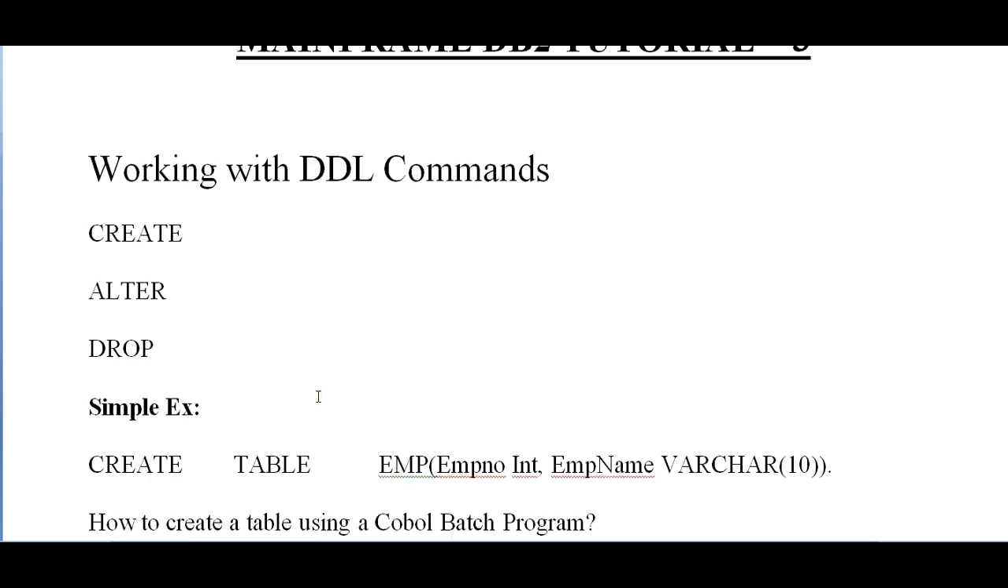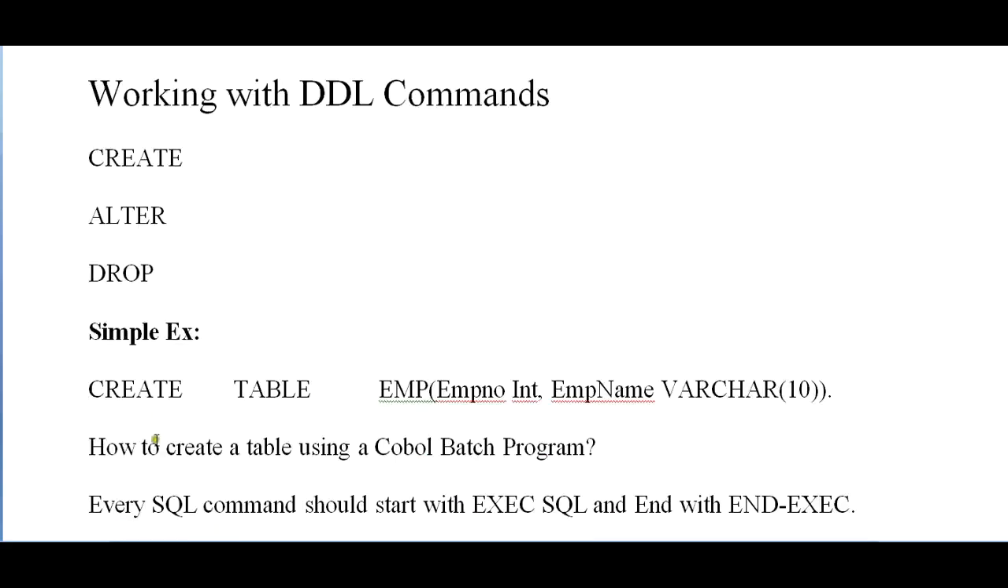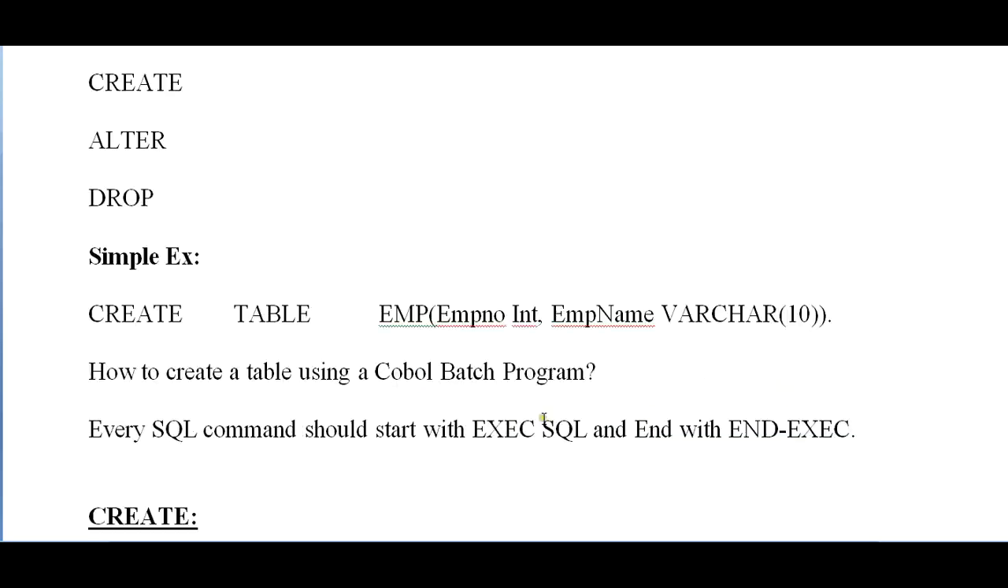In a simple way, how do we create the table? We create the table using create table, with the table name followed by the field name and the data type we use. This is an example of creating an employee table, which has employee number as a data field, with a data type of integer. In the same way, employee name as a data field is varchar of 10 bytes.